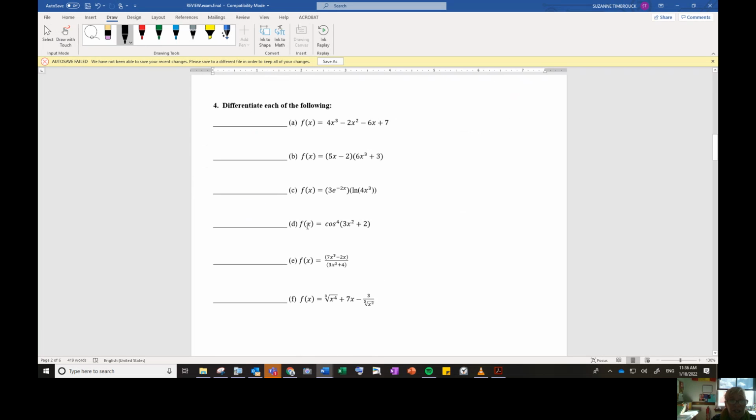Okay, then you're going to have a section in your final where you're just asked to differentiate. Doesn't say using the definition. So now you can use the rules. You're going to multiply by the exponent, subtract 1 from the exponent. You're just using your rules of differentiation now. So you end up with 12x squared minus 4x minus 6.